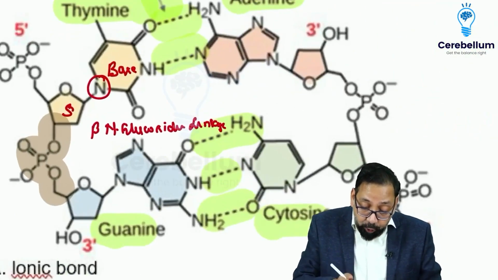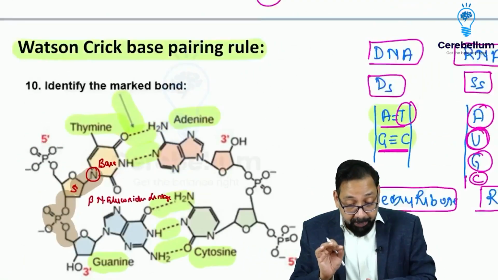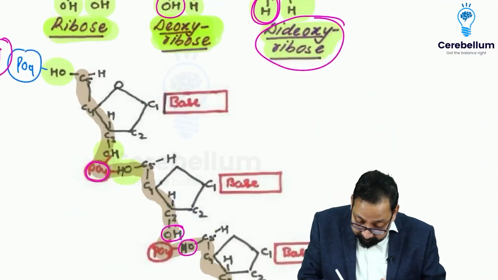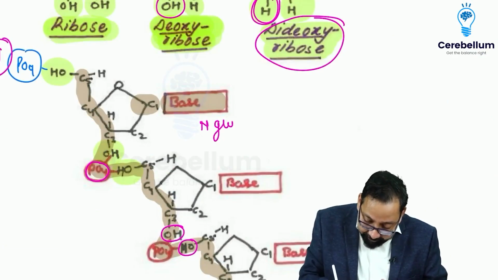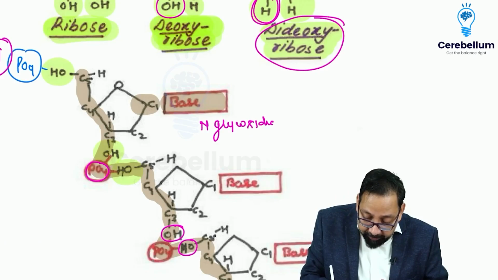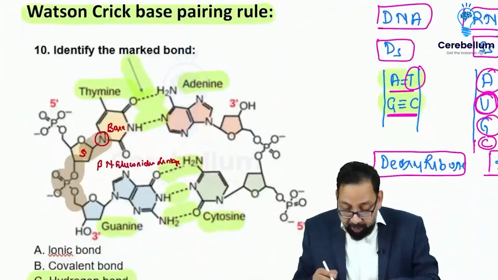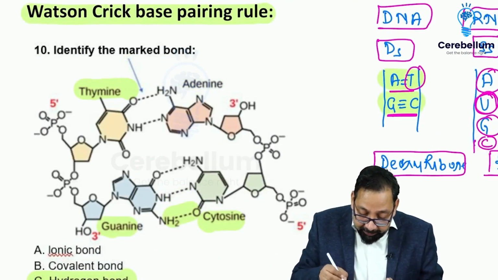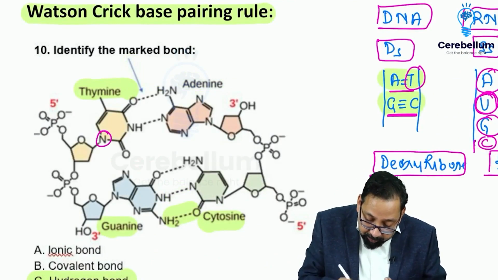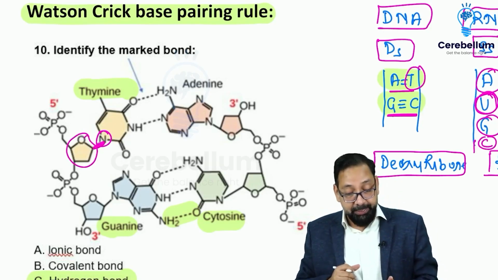If they ask how sugar and base bind, here it is not so clear, but sugar and base bind with an N-glycosidic linkage, or beta N-glycosidic linkage. Next time they can ask the question in this diagram itself, and you will identify very easily that this is the nitrogen base and this is the pentose sugar. So this is an N-glycosidic linkage.